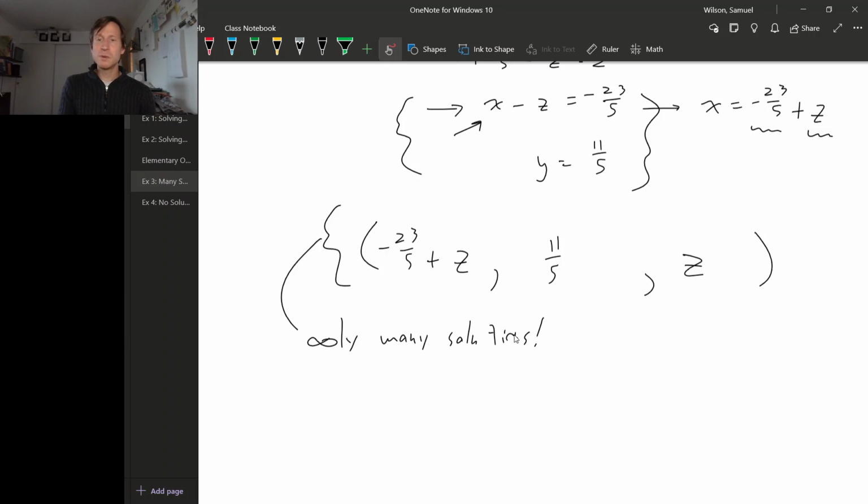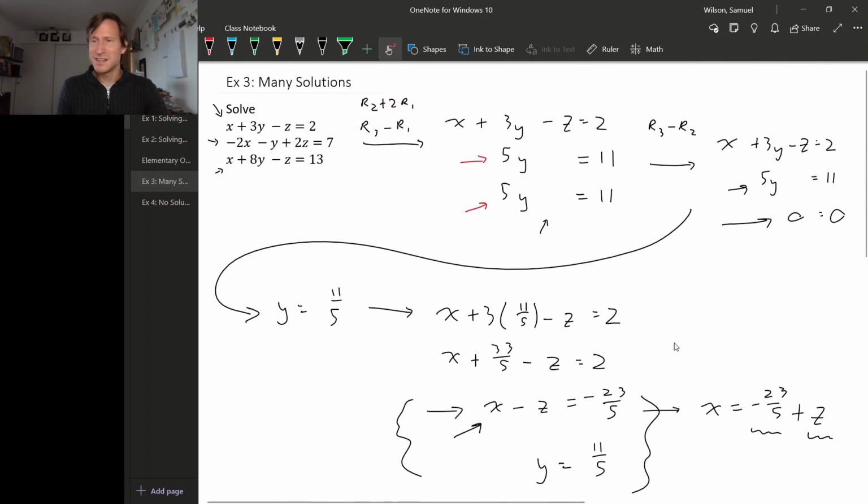In fact, if you remember about parametrizing lines, you might recognize that this is just a line in 3-space that's parametrized by a parameter z. So what we found is a whole line's worth of solutions to this system of equations. In fact, that's what we should have expected way back here when one of the equations disappeared and we got 0 over 0.